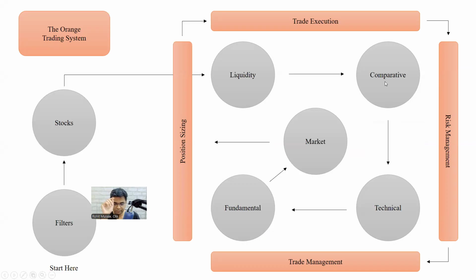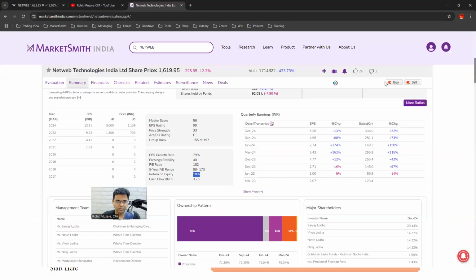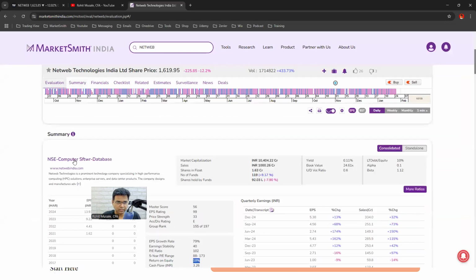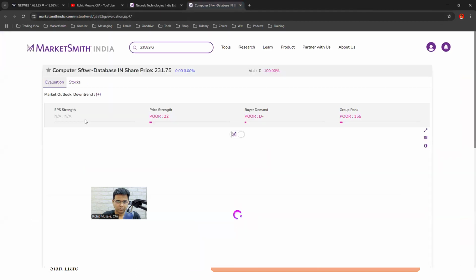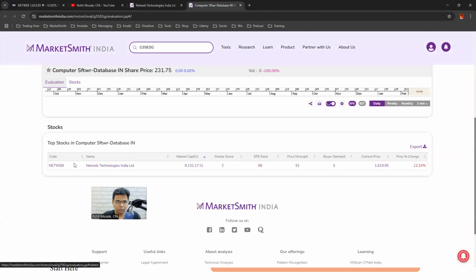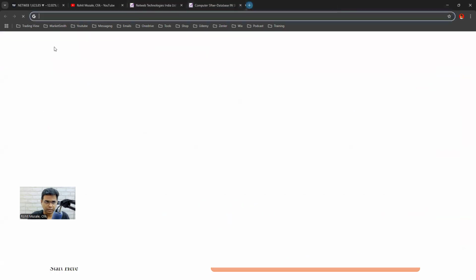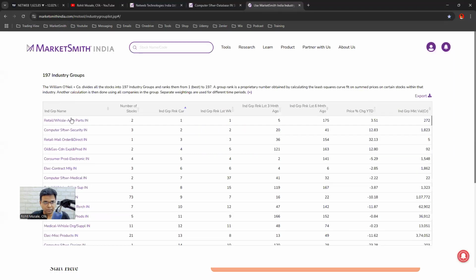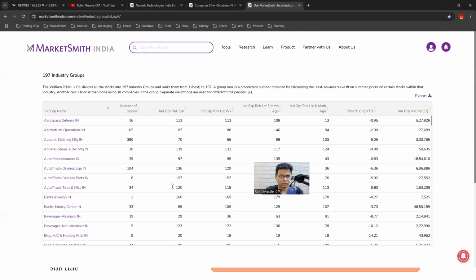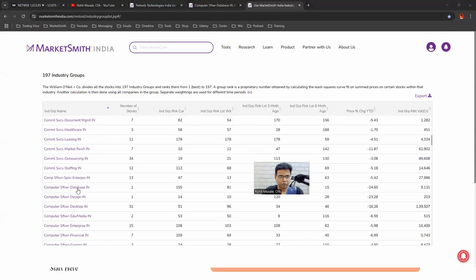Another reason which I remember I had rejected the stock is because if you look at this, the sector, okay, I open this. When the sector page opens and I click on stocks, this is the only stock in this industry. See, computer software database. So let's go to industry groups. Let's go to computer software database. I scroll down. Computer software database. See, number of stocks: one. Okay. So, which means it's not a market leader. It's as simple as that.